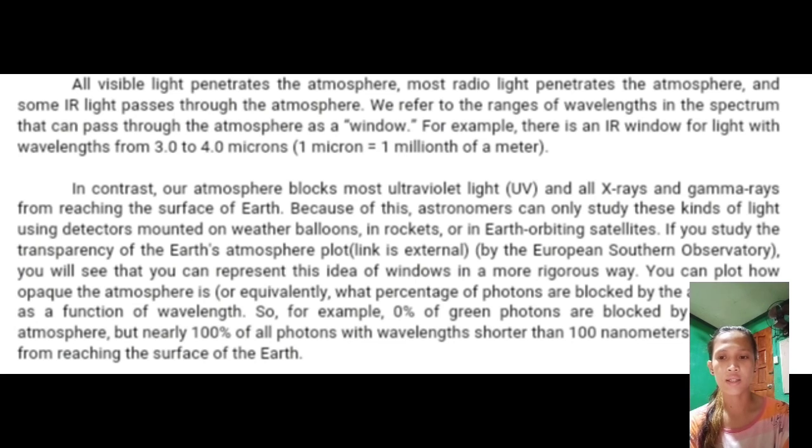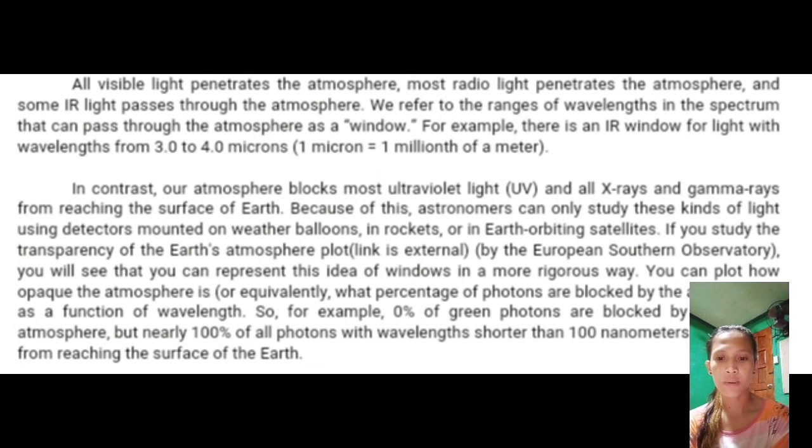We refer to the ranges of wavelengths in the spectrum that can pass through the atmosphere as a window. For example, there is an IR window for light with wavelengths from 3.0 to 4.0 microns. One micron is equal to one millionth of a meter. In contrast, our atmosphere blocks most ultraviolet light and all X-rays and gamma rays from reaching the surface of the Earth. Because of this, astronomers can only study these kinds of light using detectors mounted on weather balloons, in rockets, or in Earth-orbiting satellites.